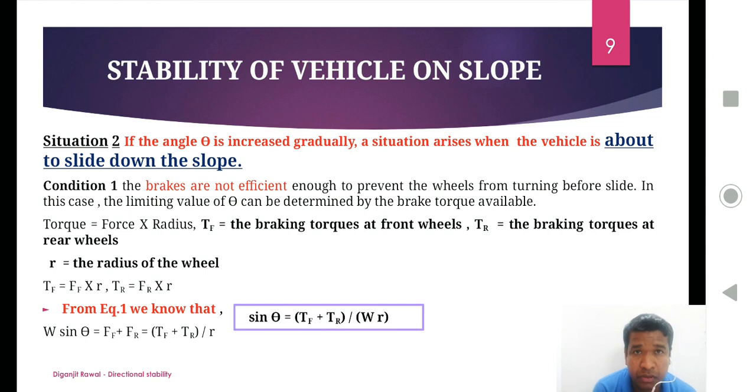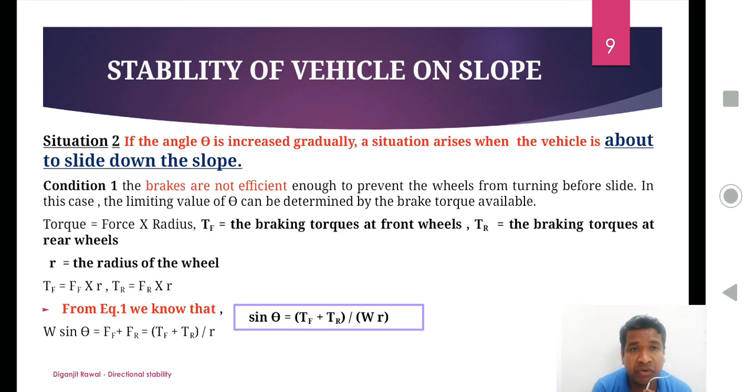Next, situation 2. What is situation 2? If the angle theta is increased gradually, a situation arises when the vehicle is about to slide down the slope. So in situation 2, the vehicle is about to slide down the slope.